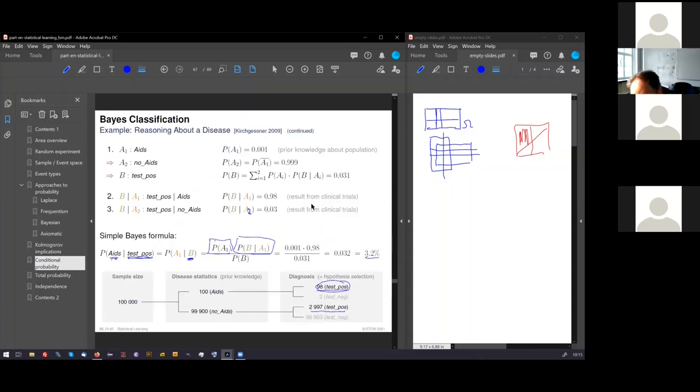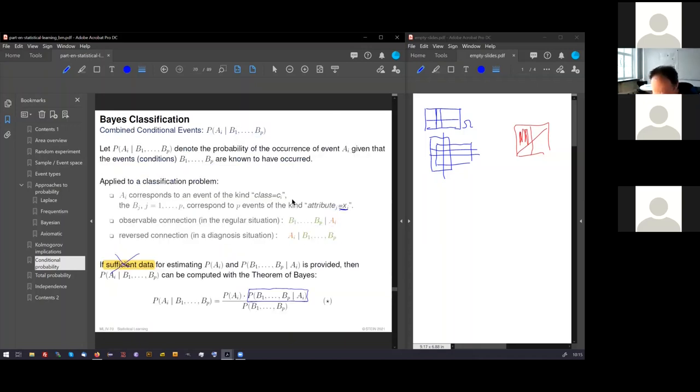Wait, I have to write this down because this is 467. Okay. We are nearly done, no worries. Okay.